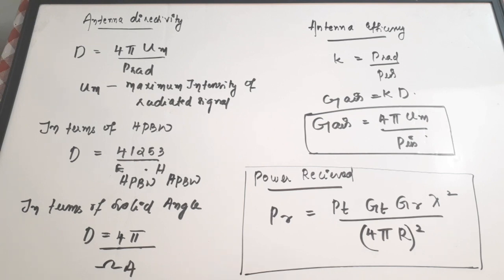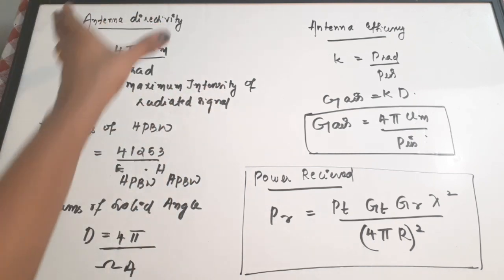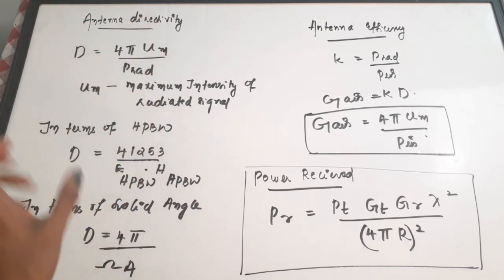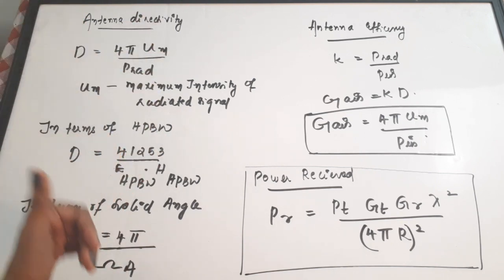How directive it is, how much it is able to concentrate the emitted power or the radiation in a particular direction, that is called directivity. Okay. Now, directivity we can express in terms of the radiated power intensity, in terms of the half power beam width, or also in terms of the angle to which it is concentrating its radiation. So, these are the various terms in which we can express antenna directivity that we have written here.